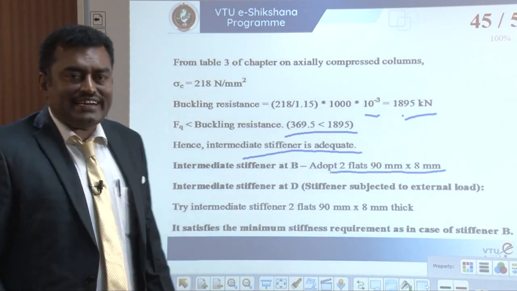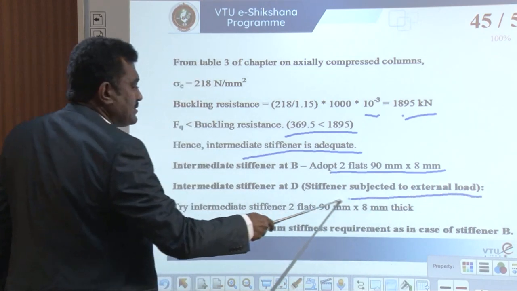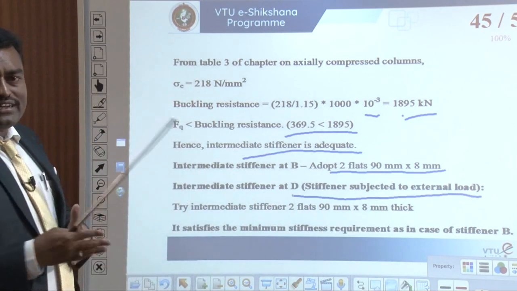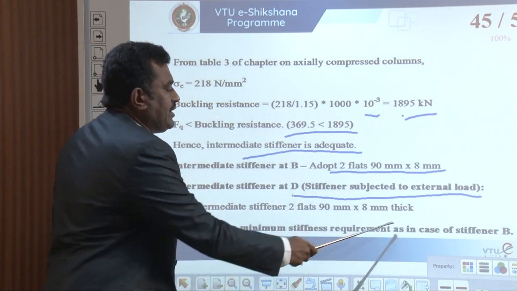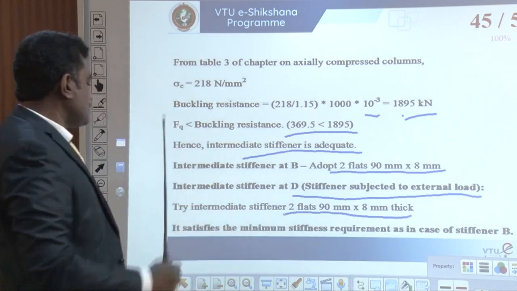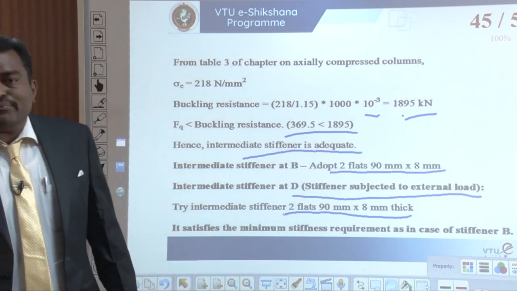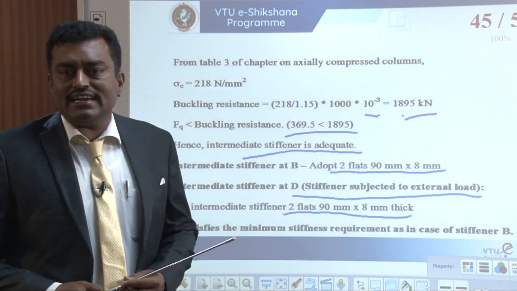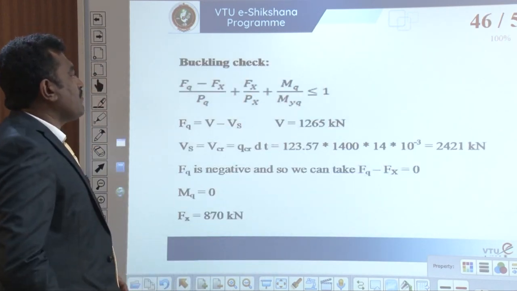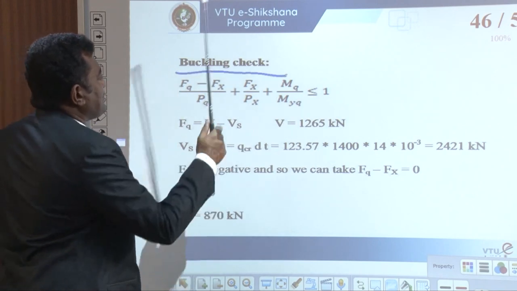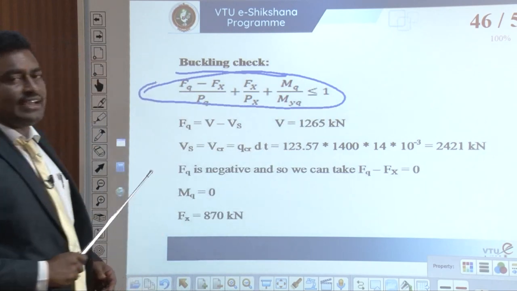Now the intermediate stiffener at D, ABCD, a stiffener subjected to external load. It is very important. We can use intermediate stiffeners. Try intermediate stiffener of two flats of 19 mm into 8 mm thick. Why? Because this satisfies the minimum stiffness required, as in the case of stiffener B. For the buckling check we are using this relation, which is in your IS 800.